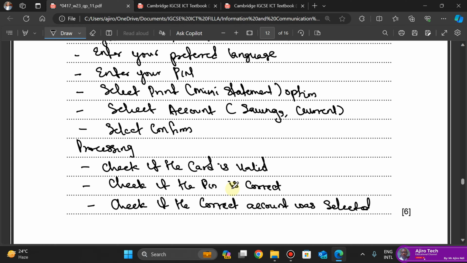Okay, if it's correct, it sends a signal to the bank. The bank can now create the statement. Then details of the amount in the account are sent to what? The ATM. And then details are sent to the printer, and then you can now print it out. That's how it works. Okay, so that's important.